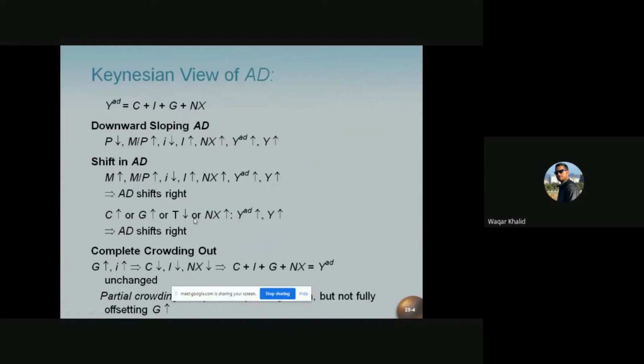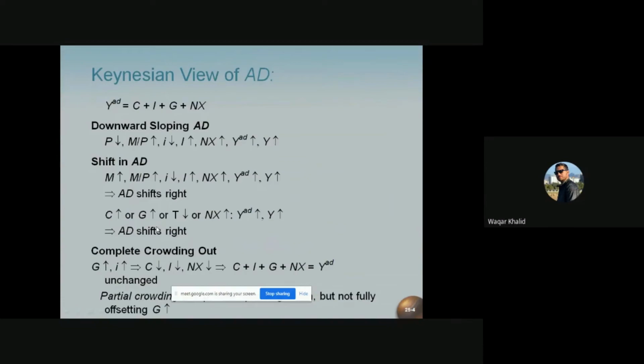How will these factors affect aggregate demand? So very simply, aggregate demand will rise, or simply we can say that the nominal value of aggregate output will rise. So aggregate demand shifts to the right side. And suppose C decreases, G decreases, T increases, NX decreases, then YAD will decrease. If YAD is decreasing, it means Y is decreasing as well. So the aggregate demand curve will shift to the left.